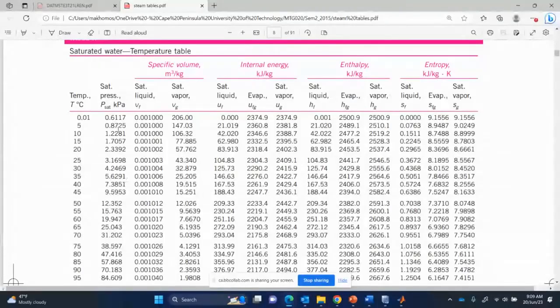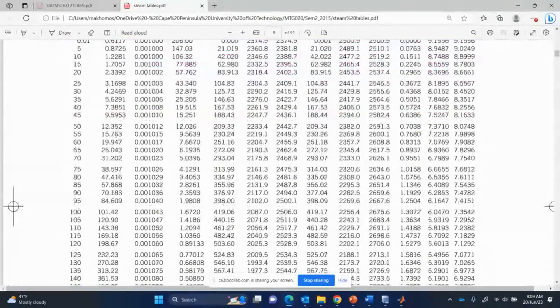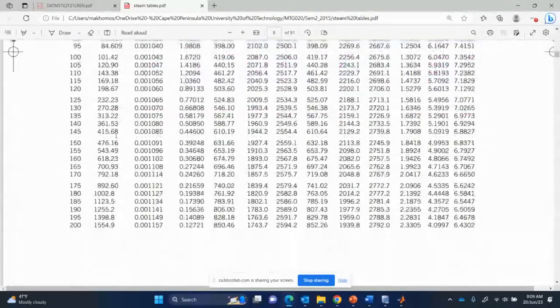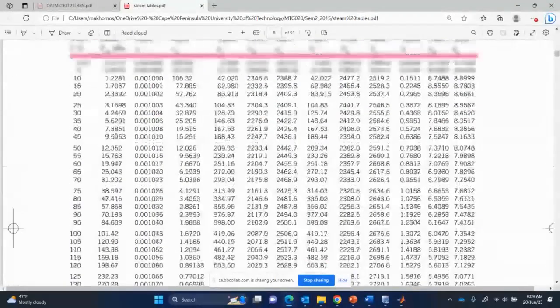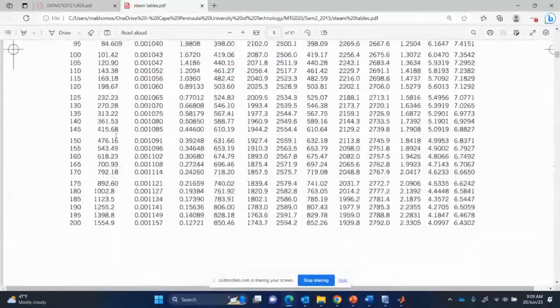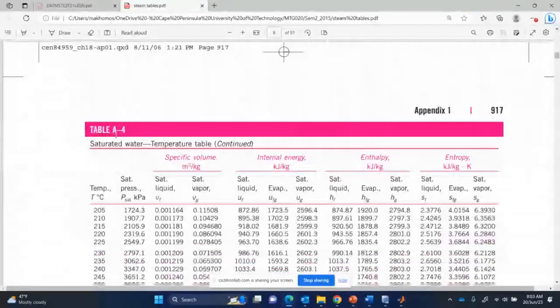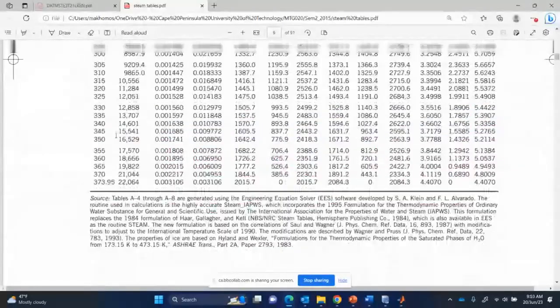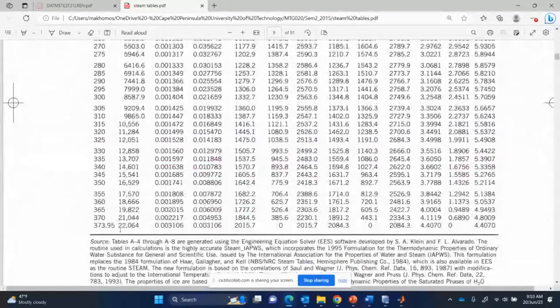So from here we scroll down until the end of this table. At the end of the temperature table, you have the temperature is 373.95 and the pressure is 22 megapascal. What is this? This is the critical point of water.